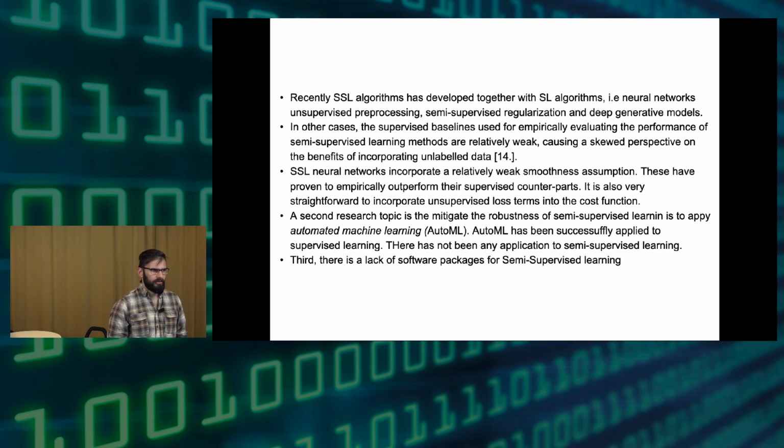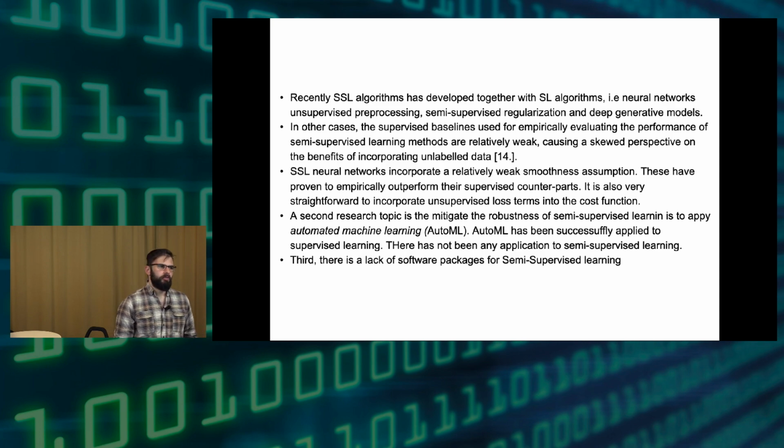Recently many semi-supervised learning algorithms have been developed for deep semi-supervised learning. Only in the past 2 years, a lot of them have shown up, which is actually after I started. So: neural networks with unsupervised preprocessing, semi-supervised regularization, and deep generative models. And in these cases, the supervised baselines used for empirically evaluating the performance of these methods are really weak. So there's a very skewed perspective of the benefits of incorporating unlabeled data. So we need to do more empirical evaluations of these.